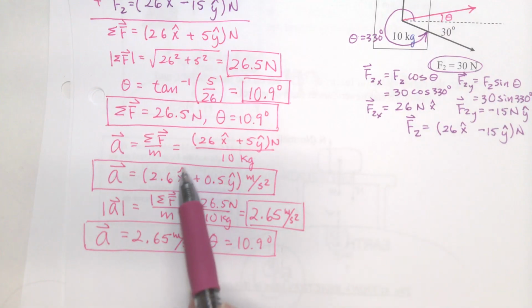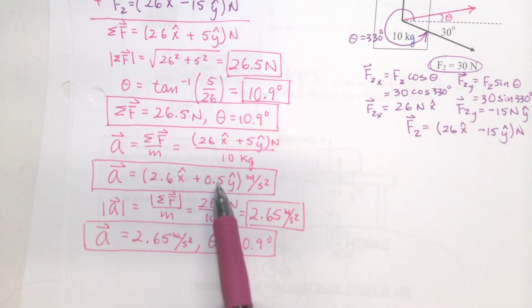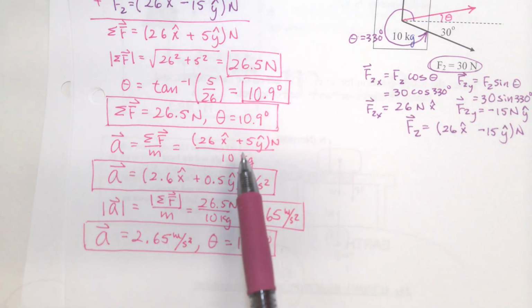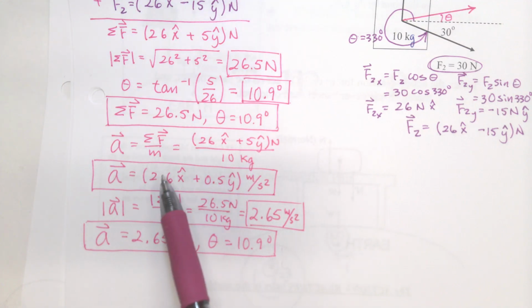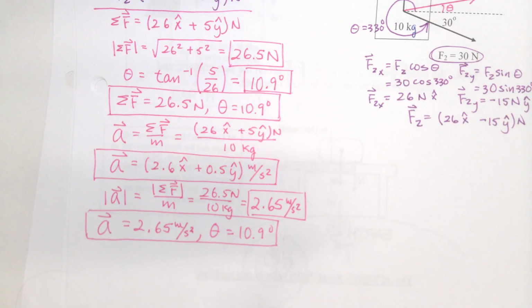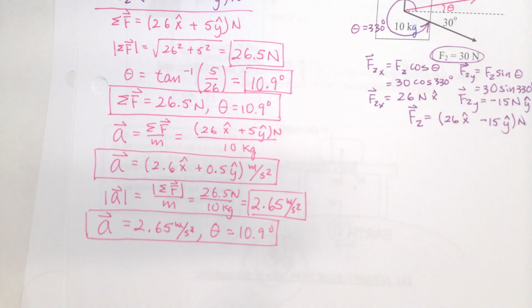Or you could square this, add them up, and then take a square root of it, and you'll get the exact same 2.65, right? Then tan inverse of 0.5 over 2.6 will get you the exact same 10.9 degrees. There are so many correct ways to do it. All right?